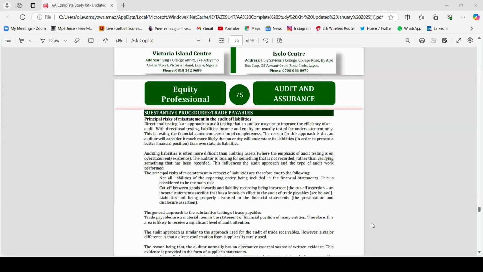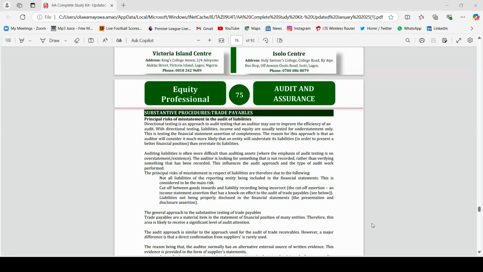So today we are looking at substantive procedures. We've looked at assets. We've looked at current assets. I believe the other lecturer should have taken you through non-current assets. So today we are looking at other areas of the financial statement, and we'll be focusing on trade payables. We'll start with payables. These are liabilities. We'll look at what the principal risks of misstatement around payables are, and the substantive procedures that the auditor should carry out for trade payables.